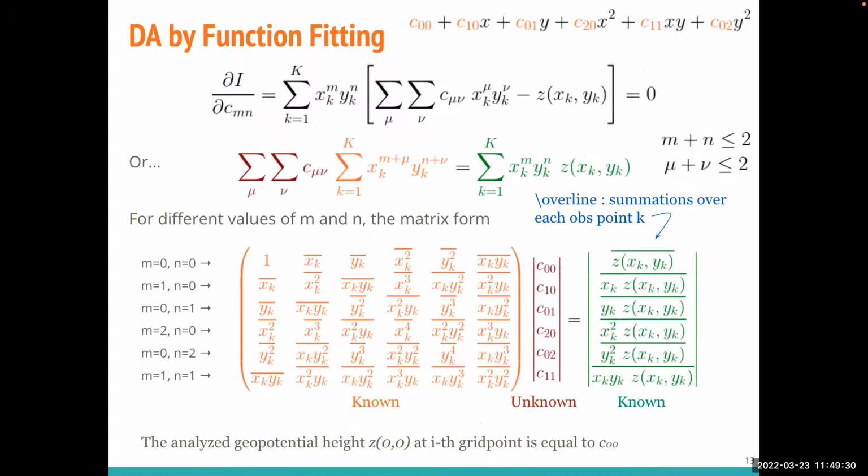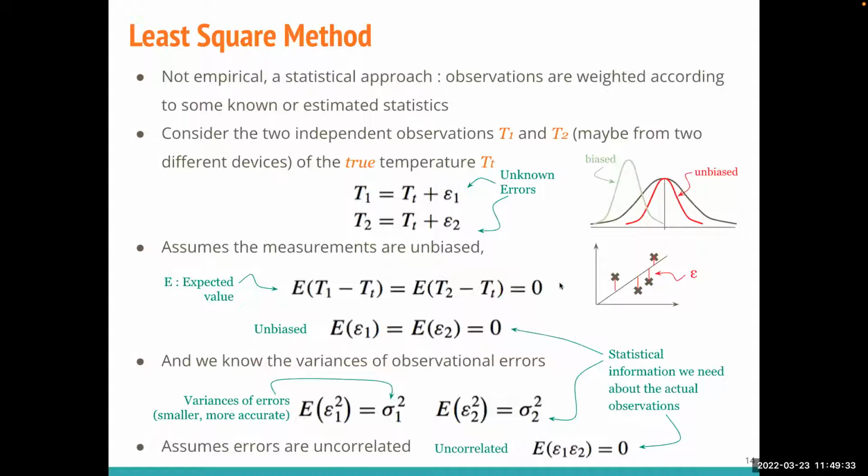This is one of the methods for data assimilation, and this is also still the least squares method, still a similar statistical process. Let's say we have 2 independent observations, T1 and T2, 2 temperatures, maybe from 2 different devices, of the true temperature, the true temperature here. They are in some way representing this true temperature, but you have some unknown errors, and we consider them to be unbiased.